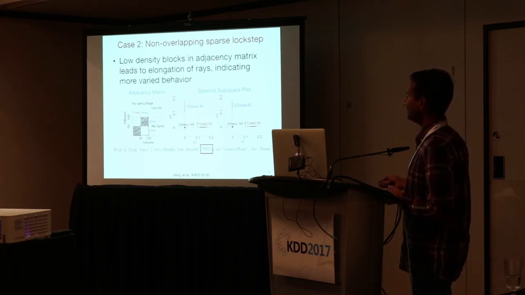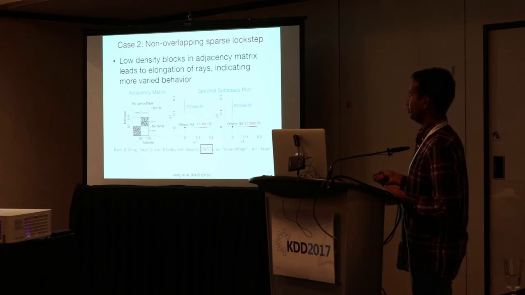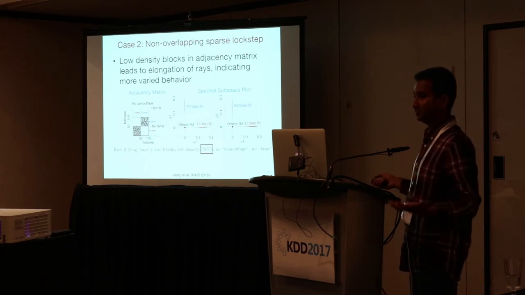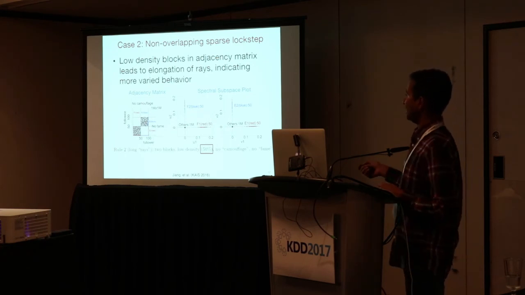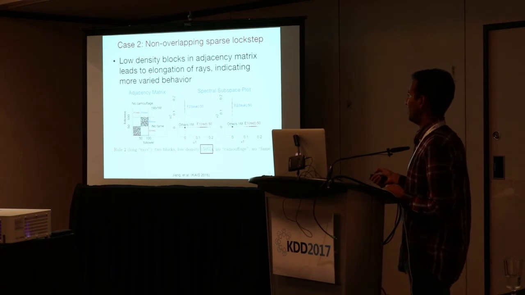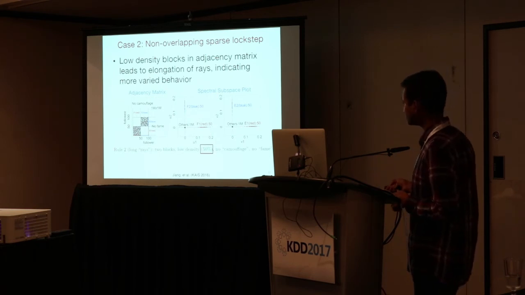But when the density becomes low, what you see is that spokes still exist, but they are more spread out. They are getting closer to the 0 point, both in the left subspace as well as in the right subspace. So you get this particular pattern. The spokes elongate when the density is low.